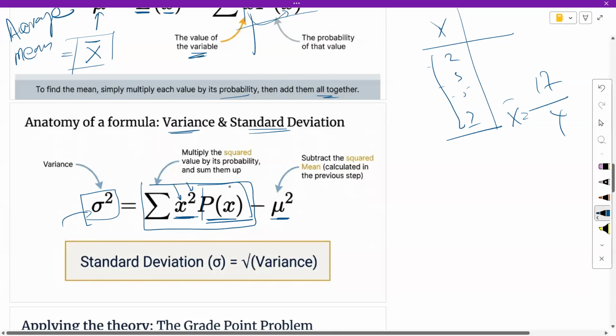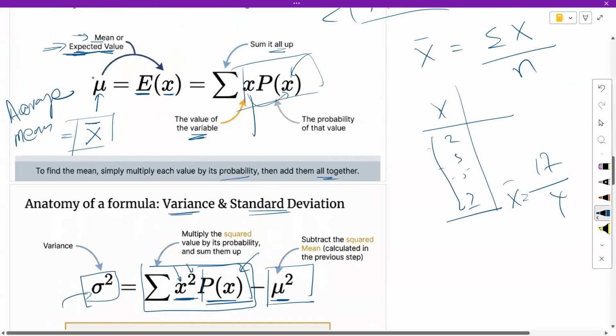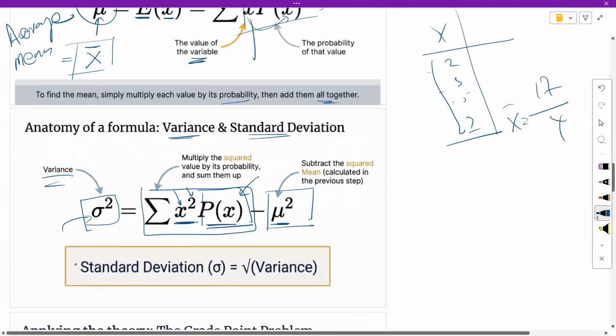Total of this, and the second part, from this total we deduct the square of the average, the squared mean calculated in the previous step. Here we have calculated the mean, and we have to take the square of it. Then we can calculate the variance. The standard deviation, we know, is the square root of variance. Now we have studied the formulas.